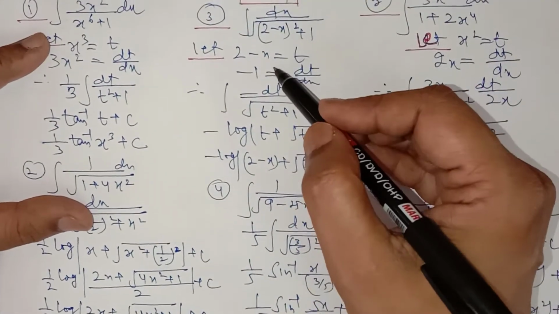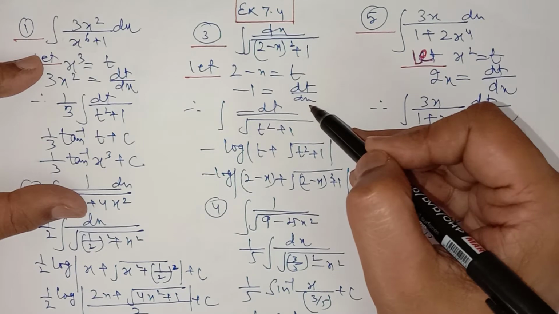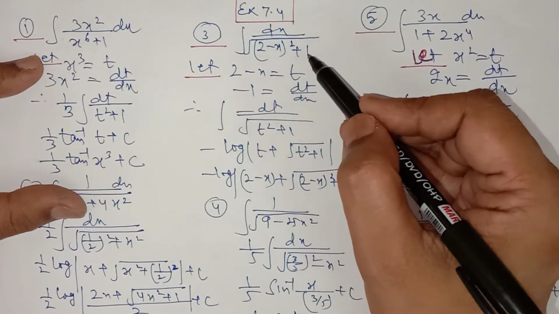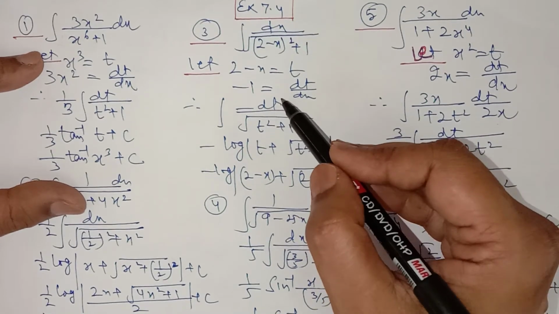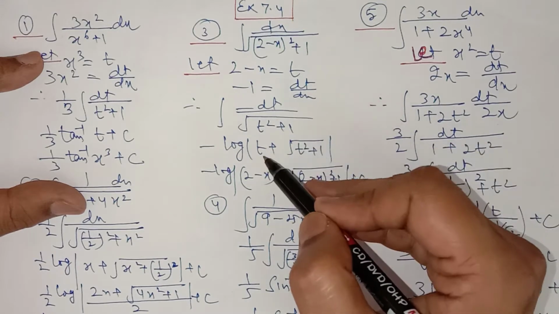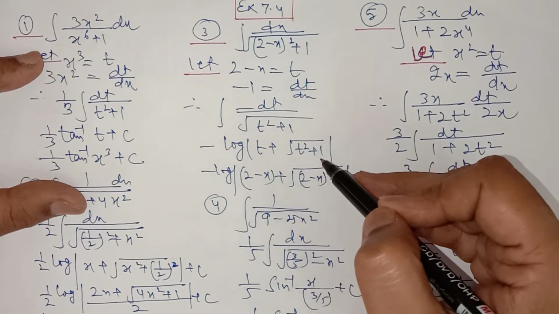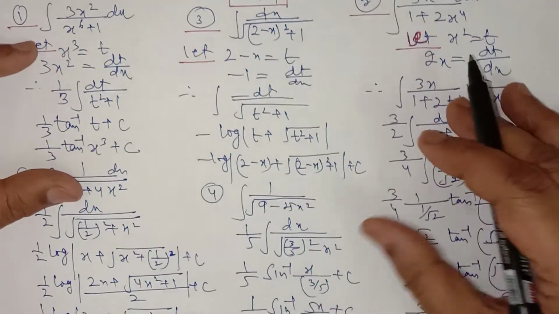In question number 3 also, you have to let 2 minus x is equal to t. So dt upon dx will be equal to minus 1, so dx is equal to minus dt. Replace t, replace 1 as it is, and it will become a special integral of 1 upon under root x square plus a square, which is equal to log x plus under root x square plus a square. Replace the value of t, which is 2 minus x.